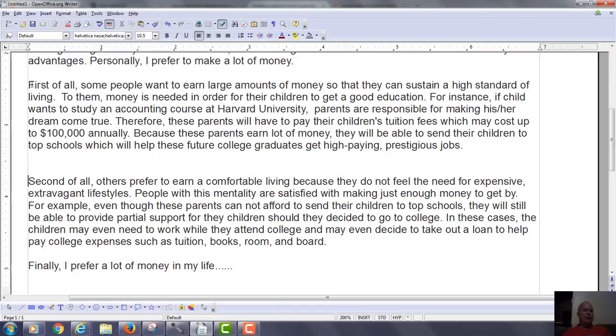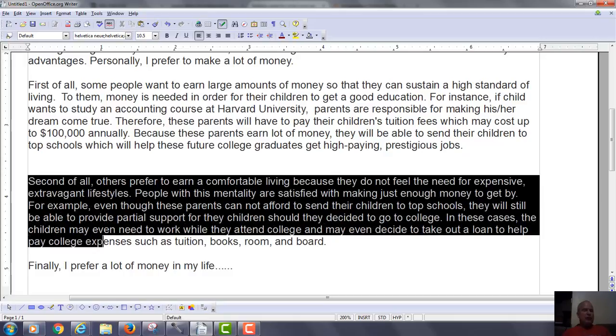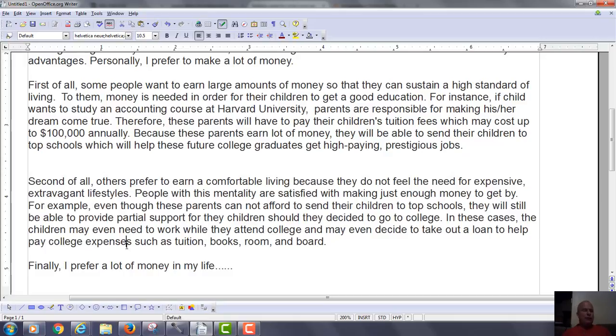okay, so we've talked about the first ideas, why some want to earn large amounts of money, and I've gotten some ideas here. So you didn't really deal with the opposite views. So you say, second of all, others prefer to earn a comfortable living because they do not feel the need for expensive, extravagant lifestyles. People with this mentality are satisfied with making just enough money to get by.